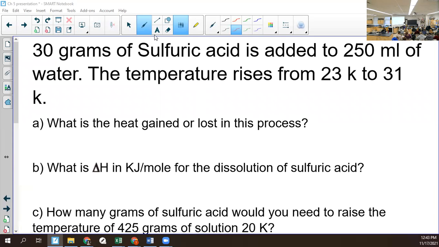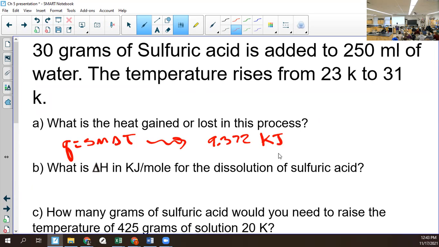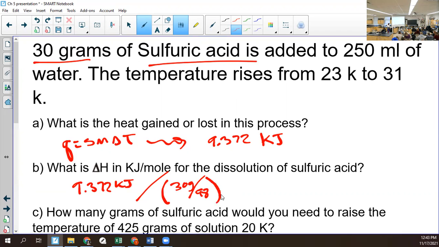All right, so here we go. When we set this up, we had Q equals SM delta T. Someone tell me what they got for A over there. Thank you. We got 9.372. And she already made that kilojoules. So then we take our 9.372 kilojoules. We divide it by the moles, which was 30 grams over the molar mass of sulfuric acid. And we end up with, thank you, you're the best, 35.564.